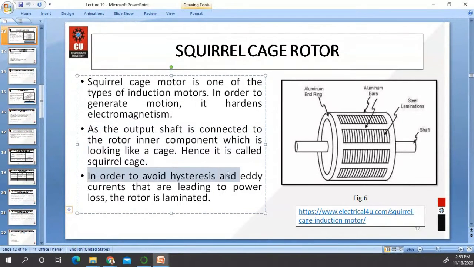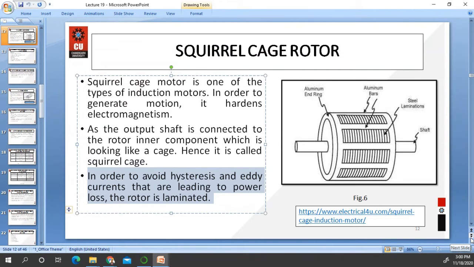In order to avoid the hysteresis and eddy current that lead to power loss, the rotor is laminated. So you can say a number of plates are connected together with some laminations and stamping. Steel lamination is provided inside these. Aluminum bars are placed outside these connections.